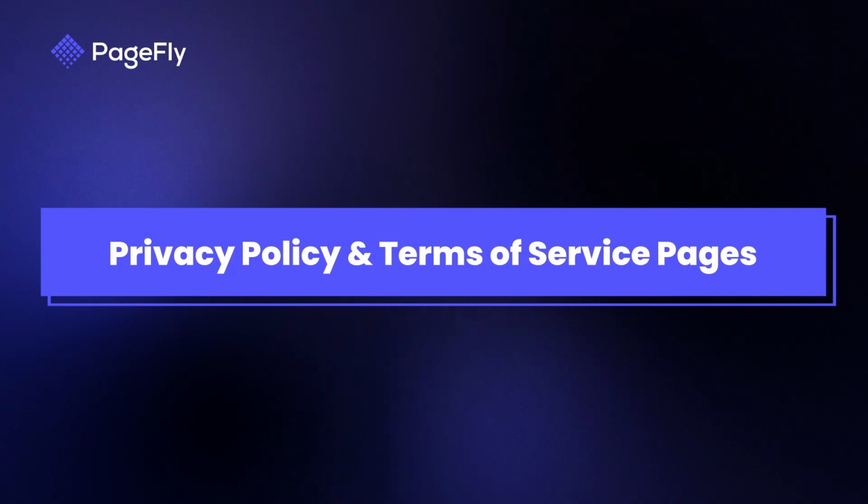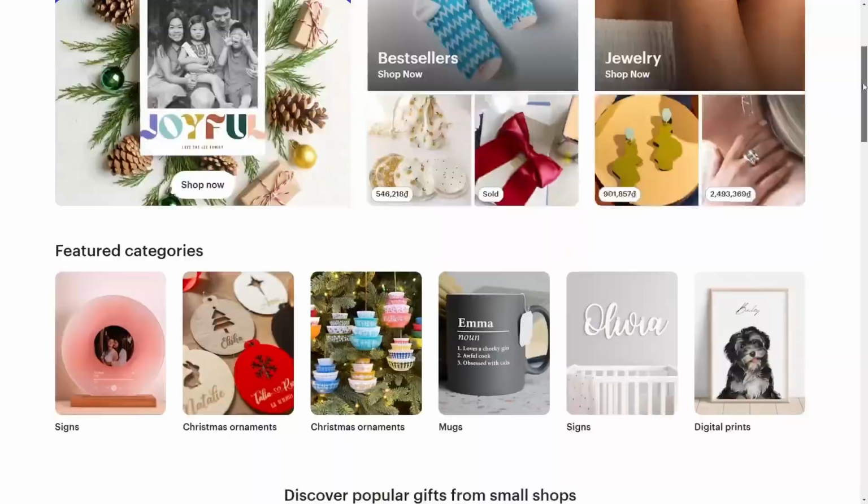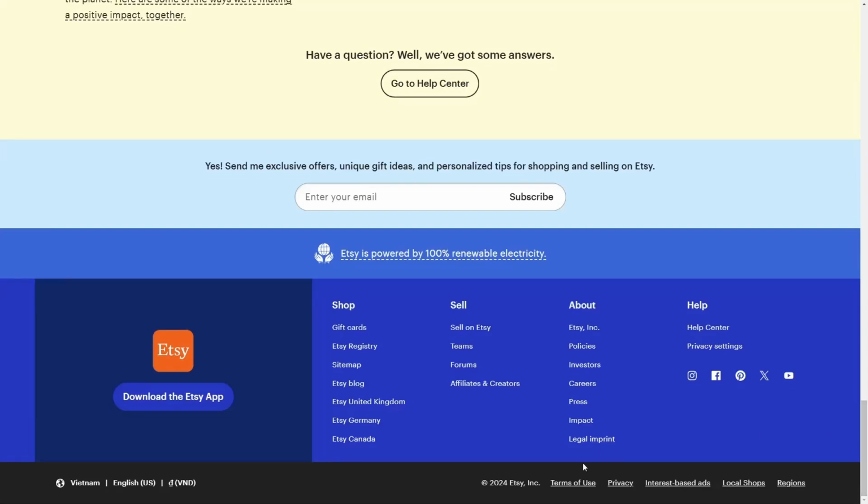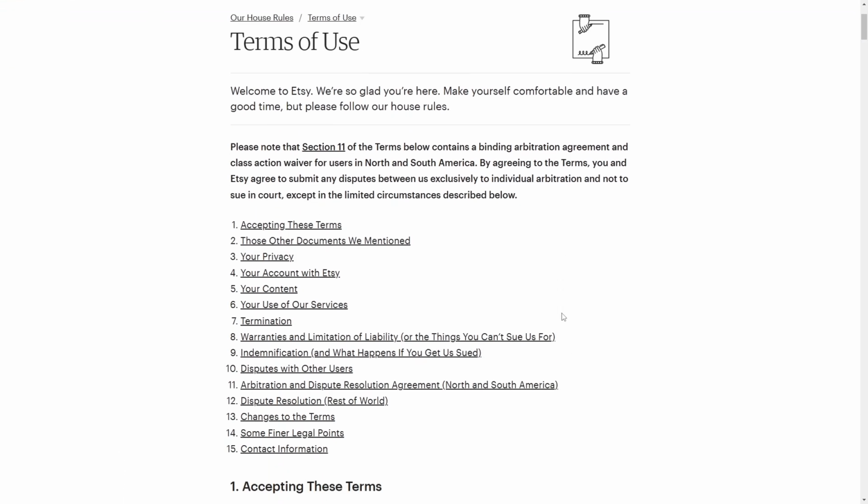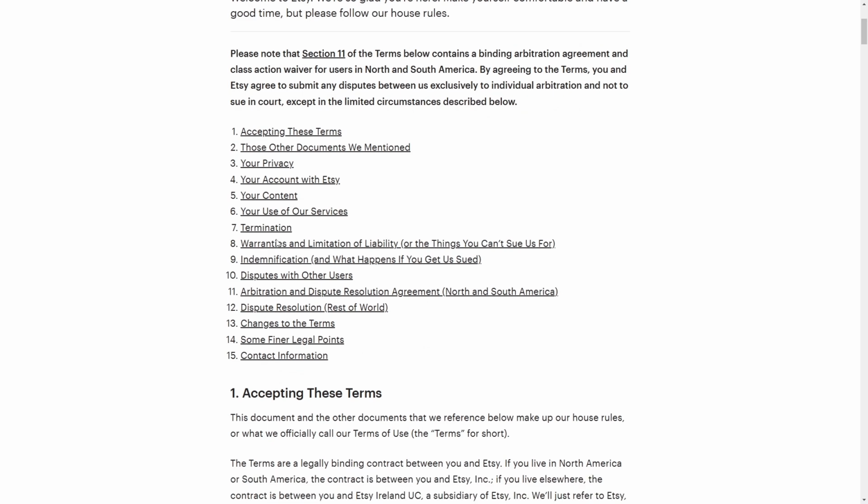The Privacy Policy and Terms of Service pages. The privacy policy and terms of service pages are essential for protecting both your customers and your business. These pages should clearly outline how customer data is used and the rules for using your site.